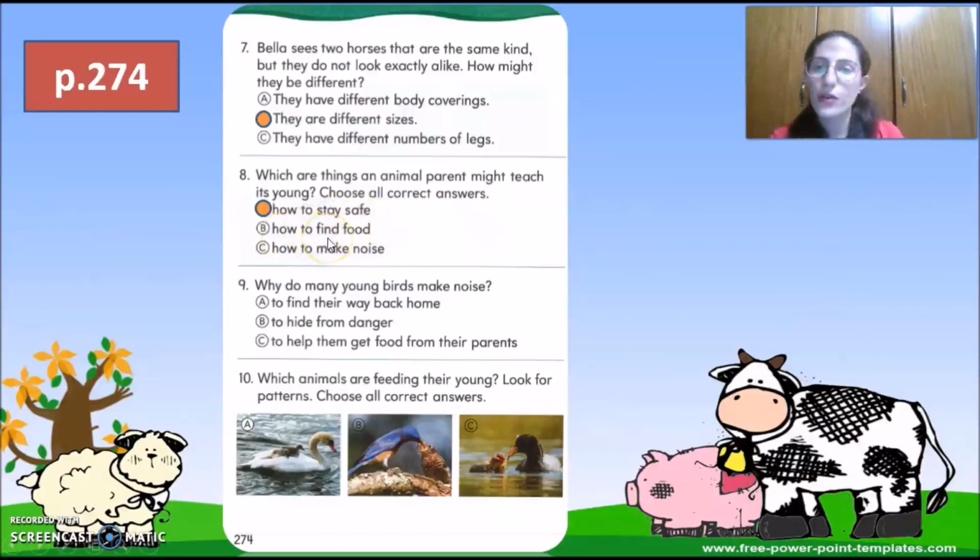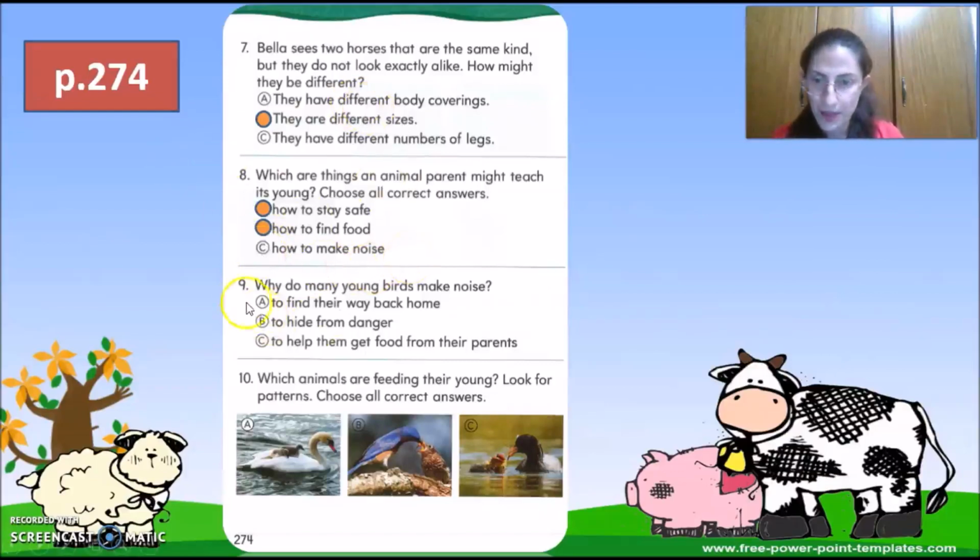B, how to find food. Correct. Like the bear cub, it stays for a few years with its mother to learn from it how to catch its food, which is the fish. C, to make noise. Do the parent animals teach their young how to make noise? No, not all young animals make noise, so this is not true. And when the young animal makes noise, it makes it on its own and to alert its parent that it is hungry and it needs food. Okay, the parents don't teach their young how to make noise.